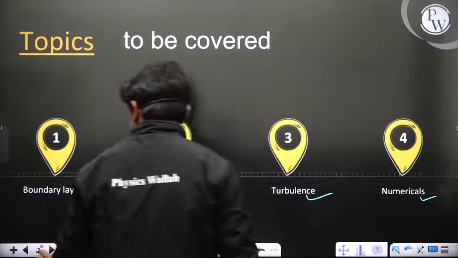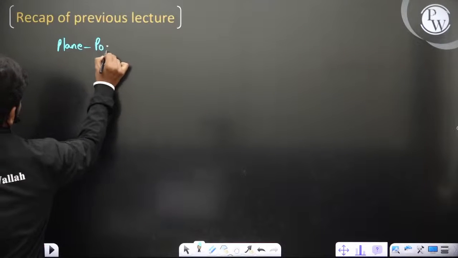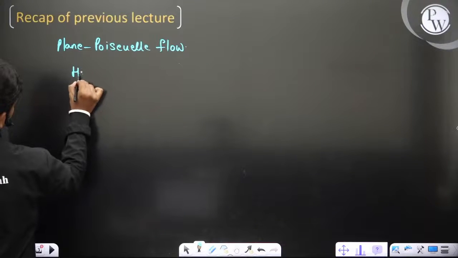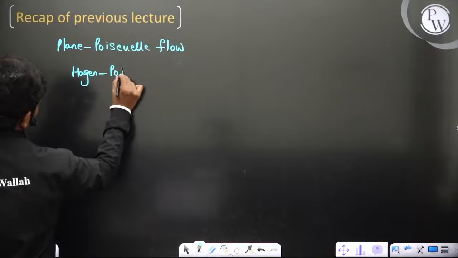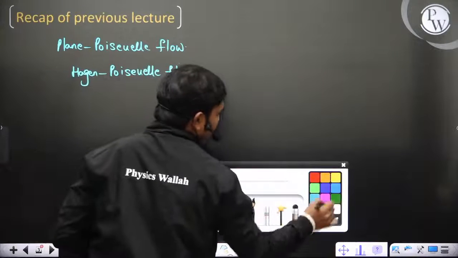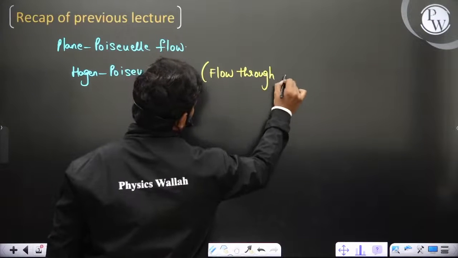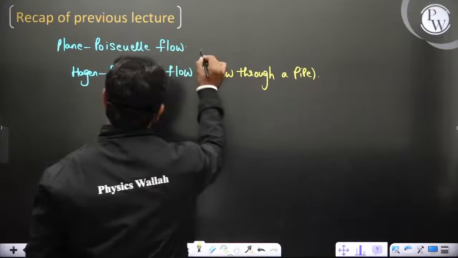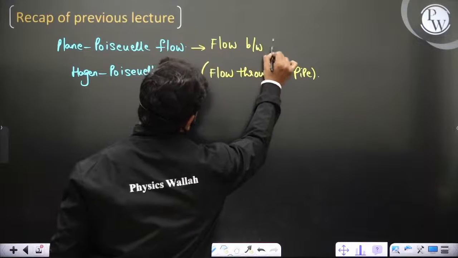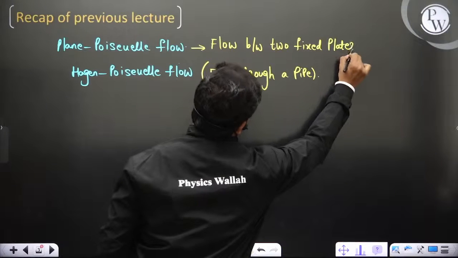Okay, now let us see. In the last lecture we talked about plane Poiseuille flow and also Hagen-Poiseuille flow. Okay, now we have seen certain important understandings here. This is basically flow through a pipe, and here in case of plane Poiseuille, this is basically flow between two fixed plates. Okay, so this is flow between two fixed plates.